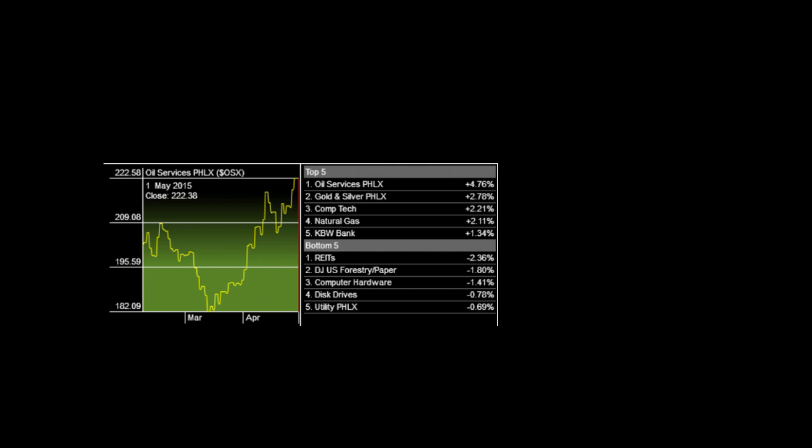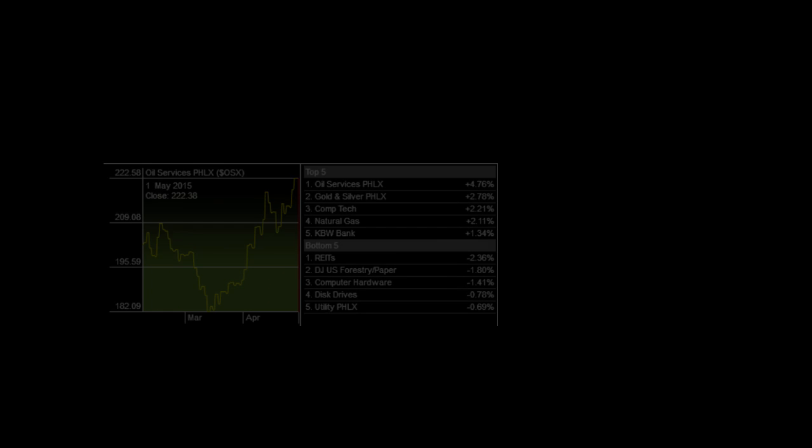Industry rotation the last 2 weeks. All of the top 5 industries are positive, and all of the bottom 5 are negative. Bullish, Comp Tech continues in the top 5. Bearish, Oil and Oil Services continue in the top 5. REITs and computer hardware continue in the bottom 5. Disk drives have entered the bottom 5. Gold and silver has entered the top 5.